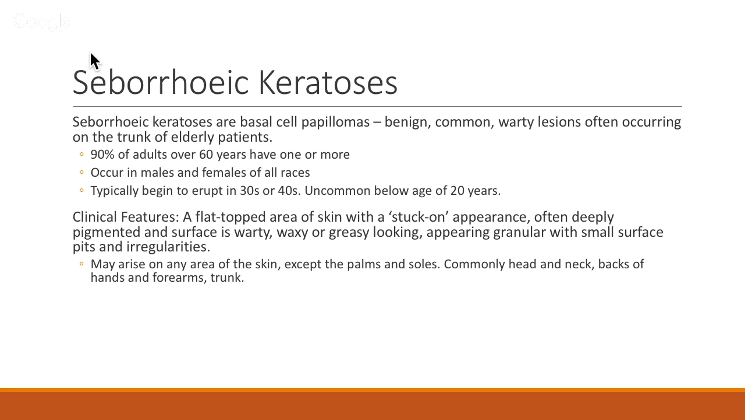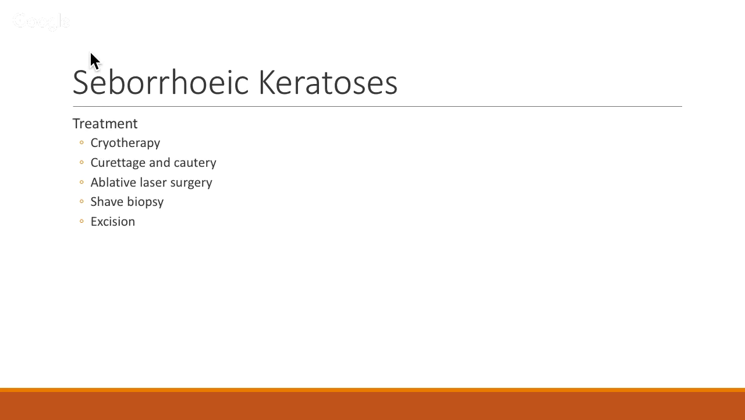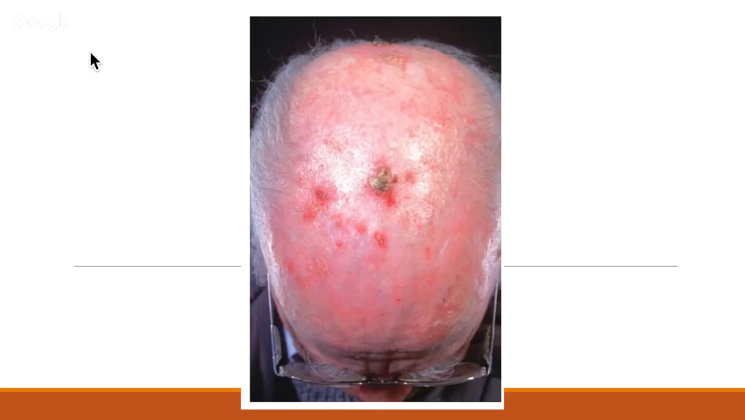So the classical description is essentially a stuck-on appearance, a stuck-on sultana, and you get this waxy surface, often pigmented, greasy looking. You get a granular surface with pits in it as well. And as mentioned before, they can arise on any area of the skin. Treatment. So you just leave it alone, or if you want to remove it, then cryotherapy, curettage and cautery, ablative laser, shave biopsy, or excision as well. This has been a fairly stable lesion over time.